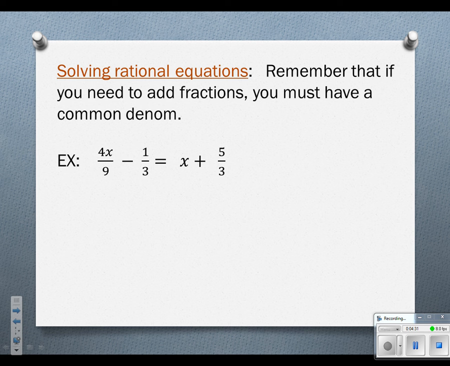So take a look at the example that I've given to you. This one, I believe, is checkpoint number 3 on the next page, on page 84. All right, so take a look at your denominators right now. We do have additions and subtractions in here. I need a common one. So far I've got 9s and 3s and a 1. So if I were to multiply everything in this equation by a 9, I could eliminate every single denominator that I have.